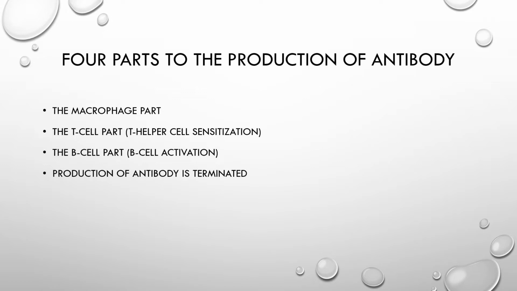Okay, so there are actually 4 parts to the production of antibody, and you're going to want to know all 4 parts, okay? We've got the macrophage part, which is step number 1. And then we have the second part, which is the T cell part. This is called T helper cell sensitization. And then we have the third part, which is the B cell part, which is B cell activation. And finally, the fourth part is the production of antibody is terminated by the T regulator cells. So let's go talk about the production of antibody. We'll outline all 4 steps.